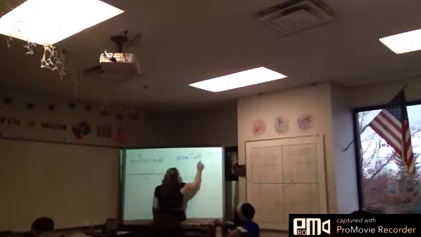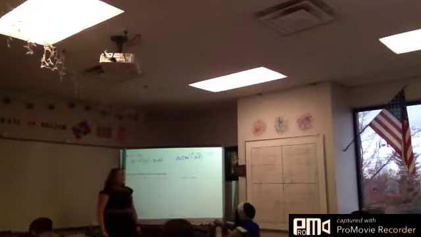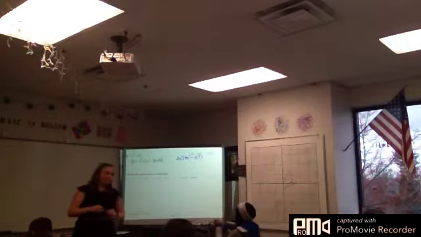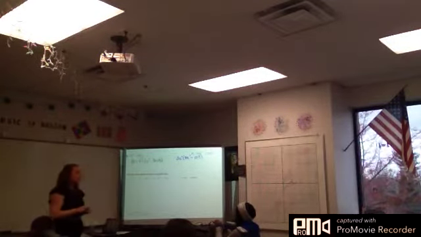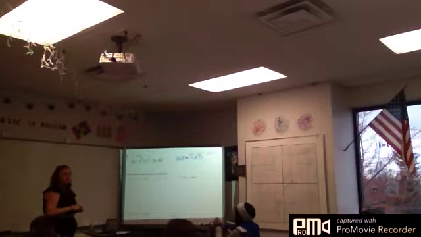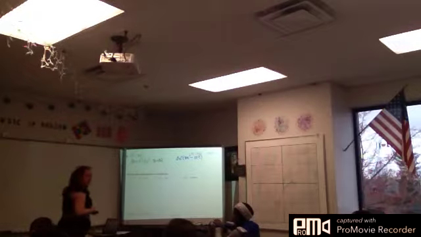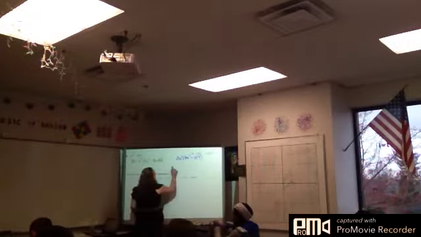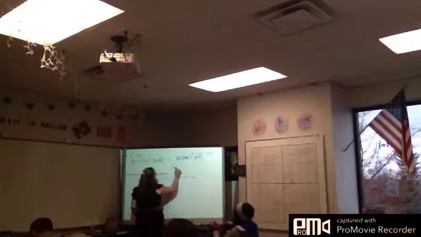Okay, does 125 have a perfect cube? Let's see. Oh, you're right. 5. 5 times 5 times 5 is 125. Deja did that in her head. She's a genius. Okay, so then you have 2z squared.